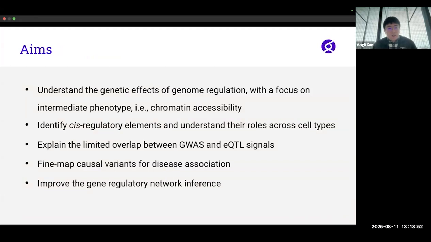Here are several aims of this project. First, we're trying to understand the genetic effects on genome regulation, with a focus on an intermediate phenotype, which is chromatin accessibility. We're also trying to identify the cis-regulatory elements and understand their role across different cell types. And one very important thing is that we're trying to explain why there's a limited overlap between the GWAS and the QTL signals, and whether we can use chromatin data to address this limited overlap. Then, by incorporating different layers of multiome data, can we identify causal variants for the disease association? And last but not least, when we have the multiome data, can we improve the gene regulatory network inference?